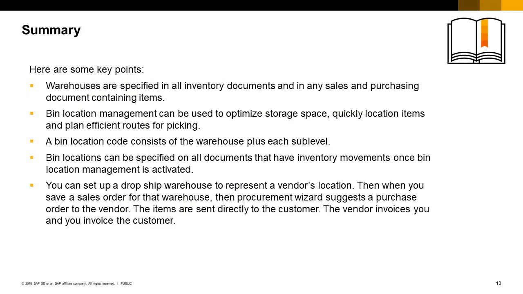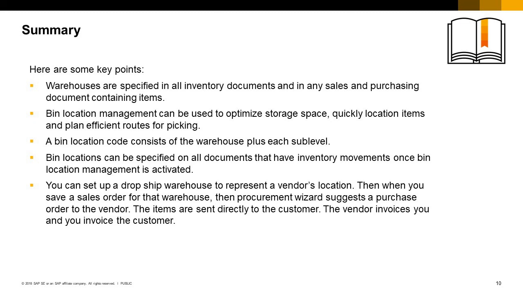Warehouses are specified in all inventory documents and in any sales or purchasing document containing items. Bin location management can help you optimize storage space, quickly locate items, and plan out efficient routes for picking. The bin location code consists of the warehouse code plus each sub-level. Bin locations can be specified on all documents that have inventory movements once bin location management is activated.